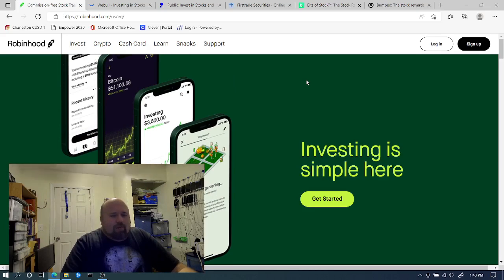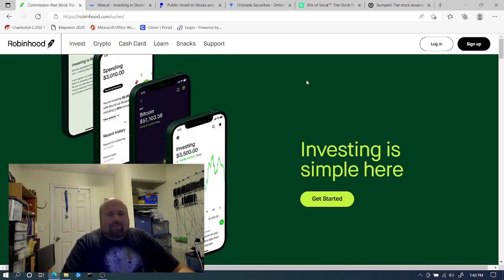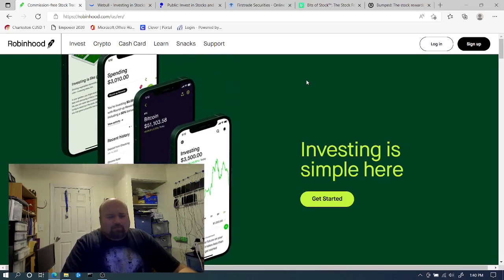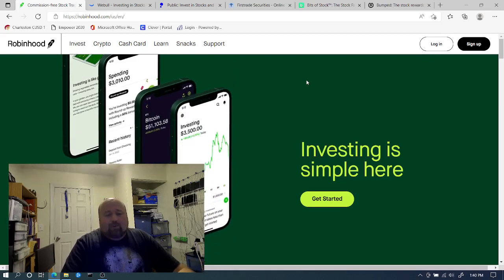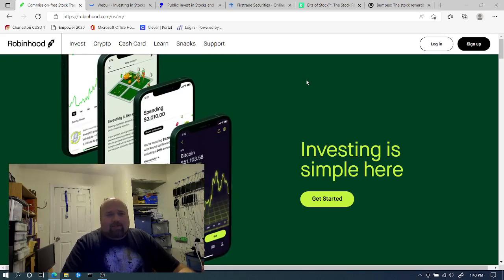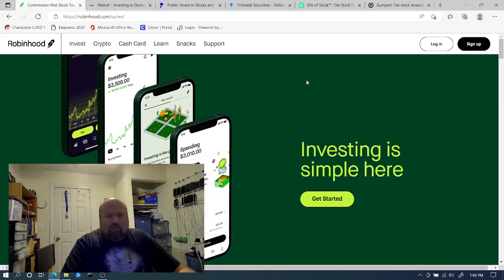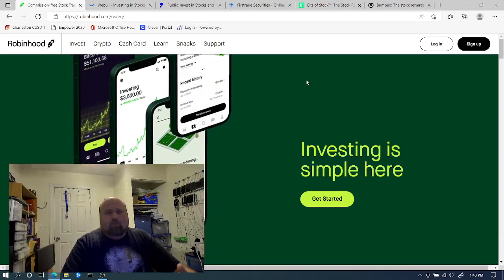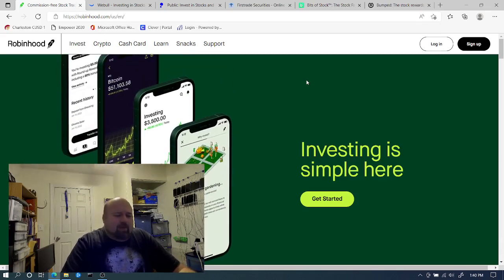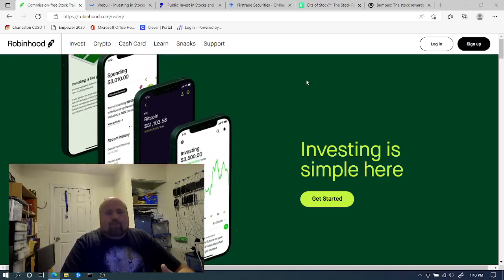But with Robinhood, you can sign up, use my referral link. Depending on the current offer, it's usually anywhere from 1 to 3 free stocks. I've seen multiple different offers for signing up, but you'll get at least one free stock just for signing up, but you have to attach your bank account to it.